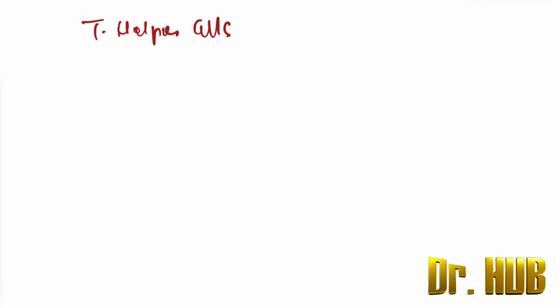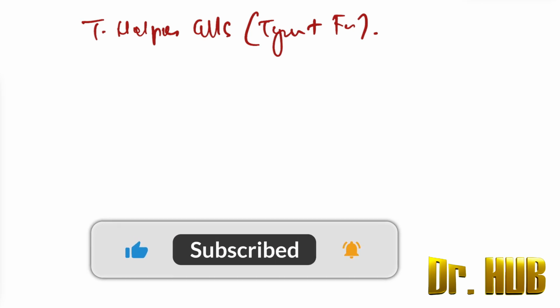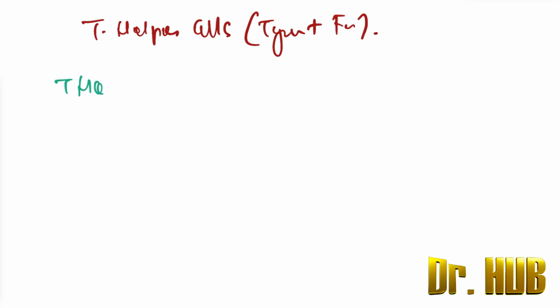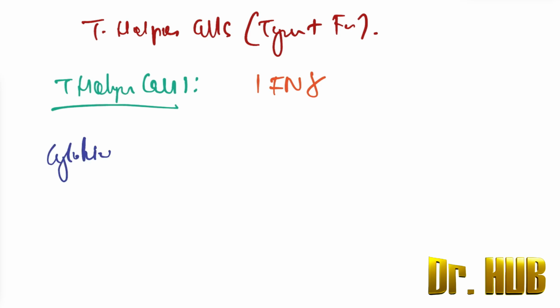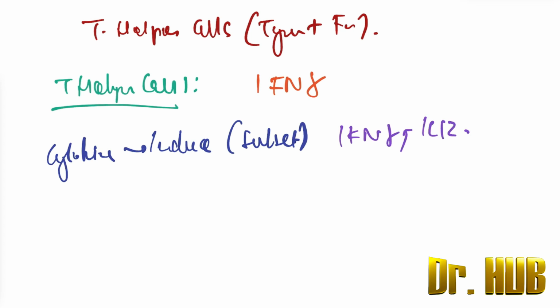So the T helper cells, we are focusing on the types as well as the functions. To begin with, first we are looking at the T helper cell 1. As per the T helper cell 1, the major cytokine is IFN gamma. The cytokines which induce the subset involve IFN gamma as well as IL-12.